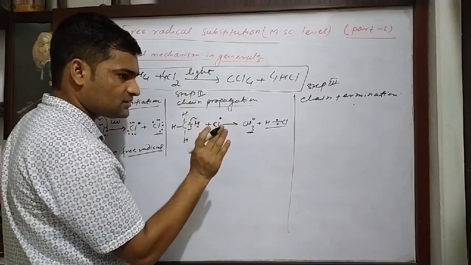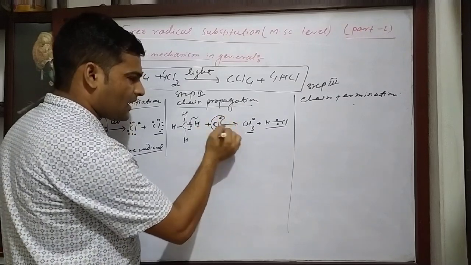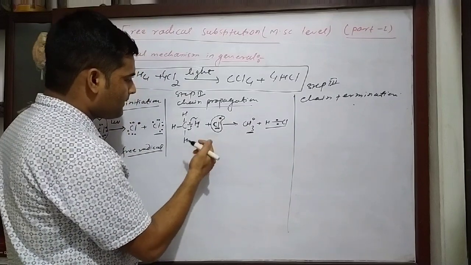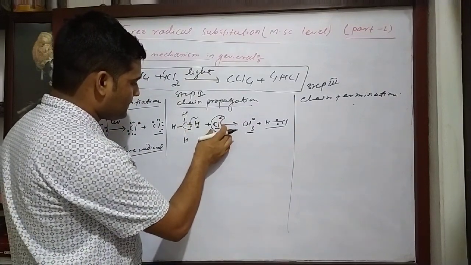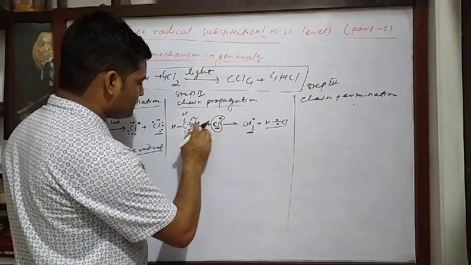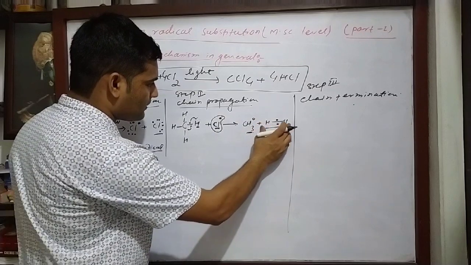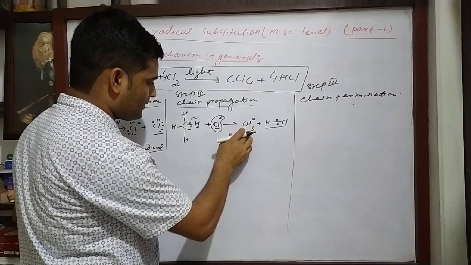What happens in this chain propagation step? Always this radical abstracts or withdraws an atom from a neutral species. Here Cl radical abstracts hydrogen from this CH4 neutral molecule and combines with hydrogen radical to give HCl, then there is formation of CH3 radical.